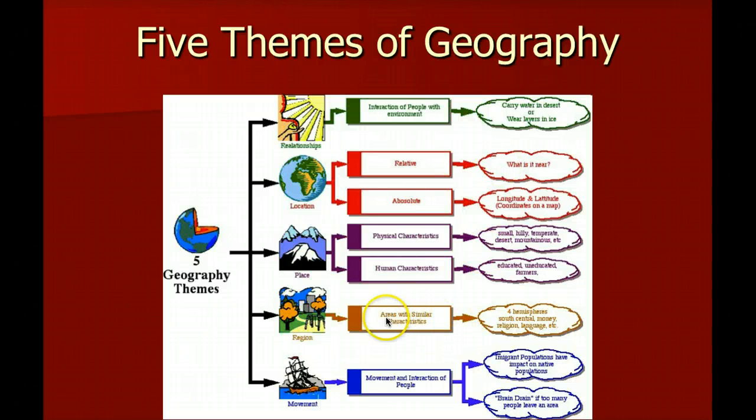Then down here we have place: physical characteristics and human characteristics. Is there a forest? Is the land flat? What's the weather like? All those sorts of things. Is there a city there? Do people live there? All those things.